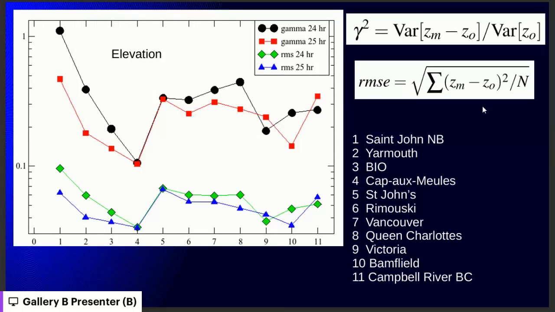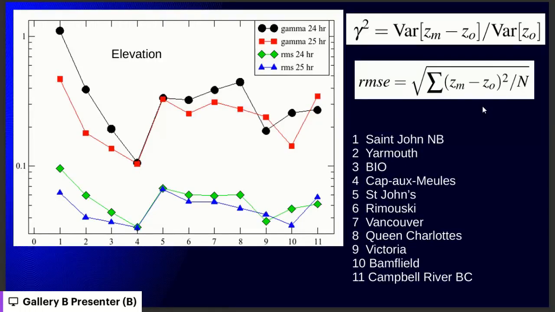And we're going to use Keith Thompson's gamma squared method, which compares how well things work. If they reduce the variance of the difference, or the variance of the signal, if one is lower than the other, then it's clearly better. We also look at the root mean square error. And in both cases, in almost all cases, they're better.